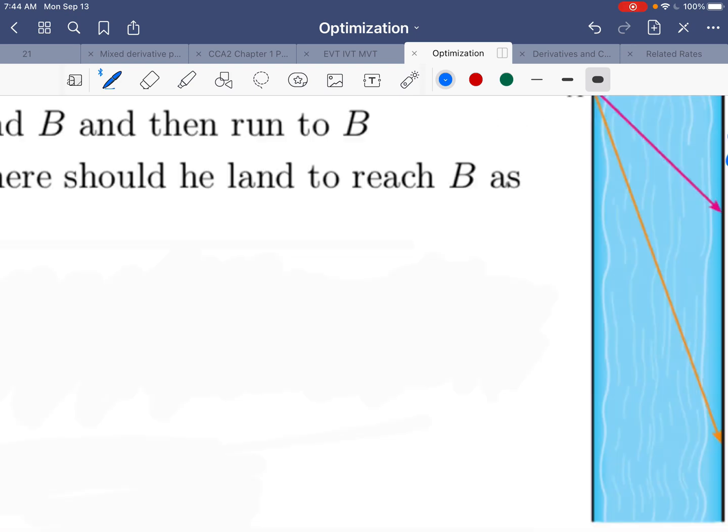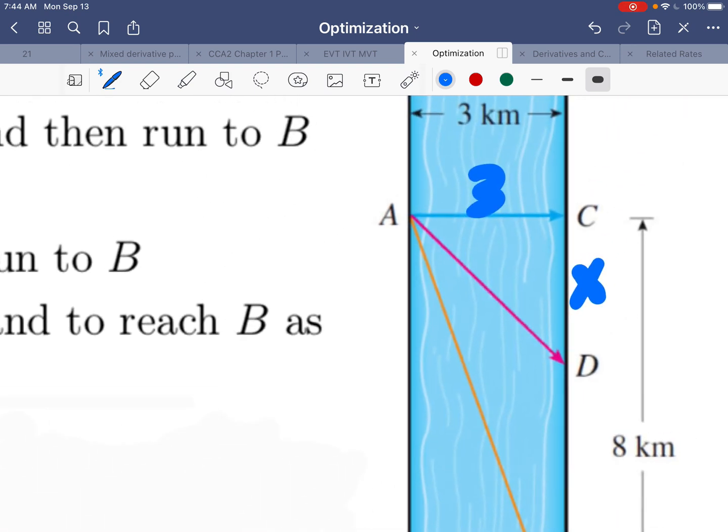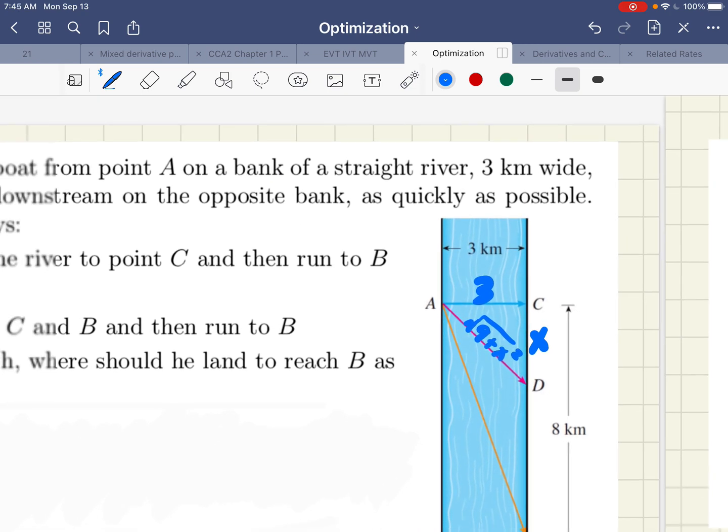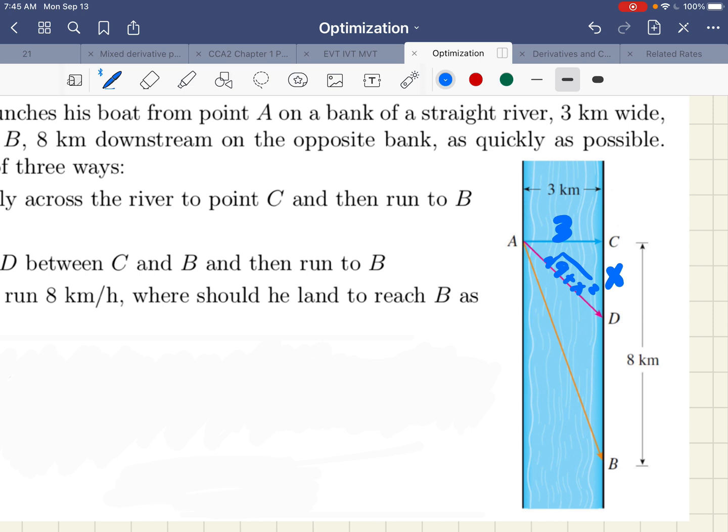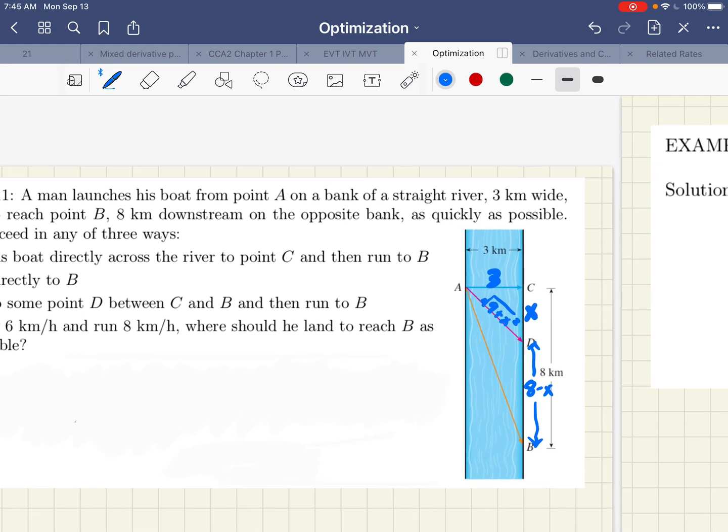So then we know this diagonal, by the Pythagorean theorem, is the square root of 9 plus x squared. Okay, and then this distance here is 8 minus x. Okay, so now we've got our variables labeled on the diagram. We can do some stuff with this.